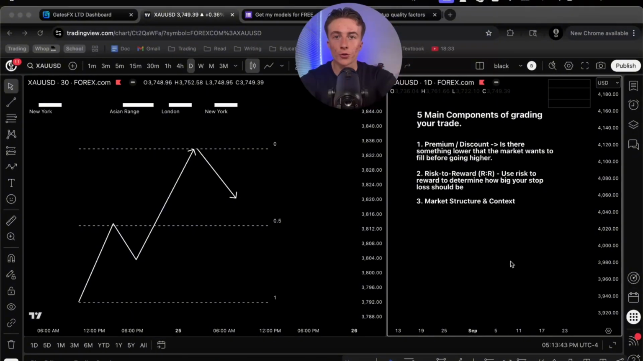The third thing is going to be higher time frame context, so market structure and context. This one's different from the last two that we covered because it's not just going to be a matter of are you getting in at the premium, are you getting in at the discount, and how big is your stop loss. This is whether you're going with the trend or against the trend.